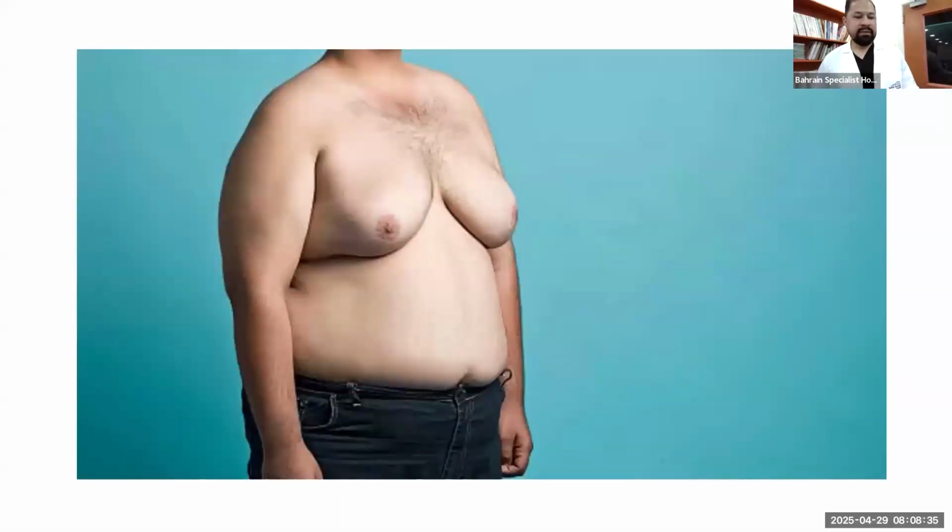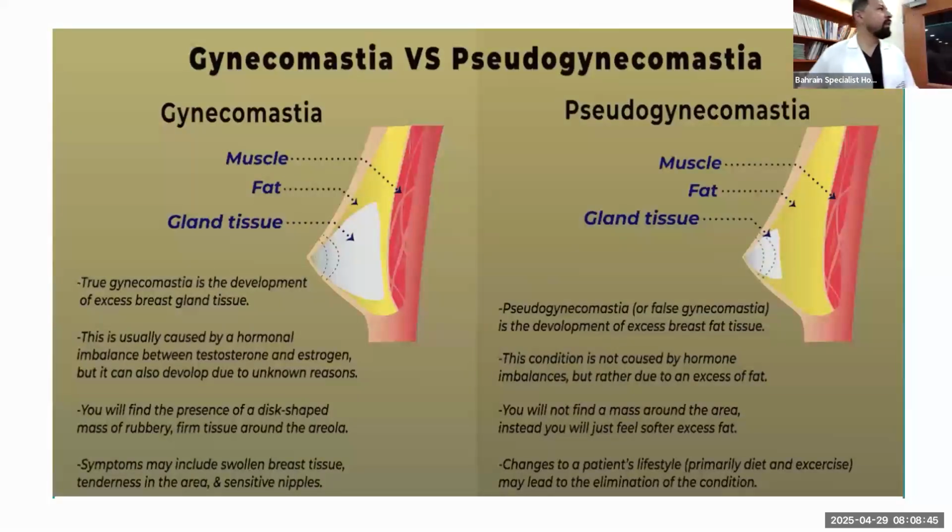So when you see this patient or male, you can classify it as gynecomastia or pseudogynecomastia. What are the differences? So the difference is mainly gland tissue and the fat. In case of pseudogynecomastia, we have more of fat and less of gland. But in case of gynecomastia, we have more of gland tissue and less of fat, as you can see in the picture. So true gynecomastia is the development of excess breast gland tissue. This is usually caused by hormonal imbalance between testosterone and estrogen. You'll find the presence of disc-shaped mass of rubbery firm tissue around the areola or behind the areola. So symptoms may include swollen breast tissue, tenderness in the area, and sensitive nipples.